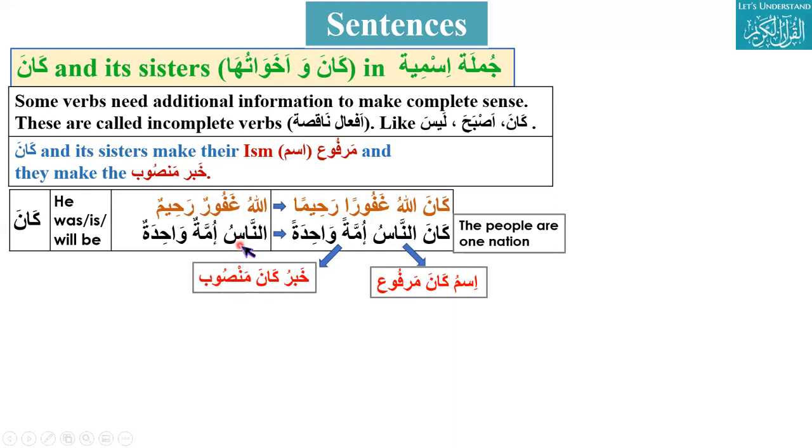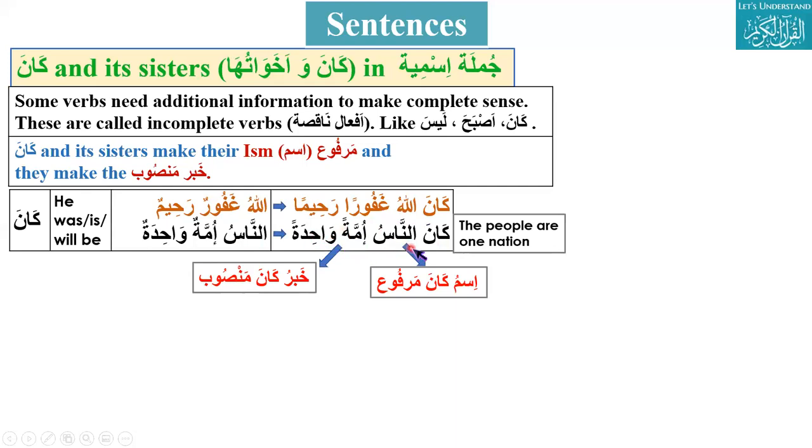What about the next sentence, please? Very nice. The next sentence is An-nasu ummatun wahidatun. So An-nasu is Mubtada, and ummatun wahidatun is Khabar.